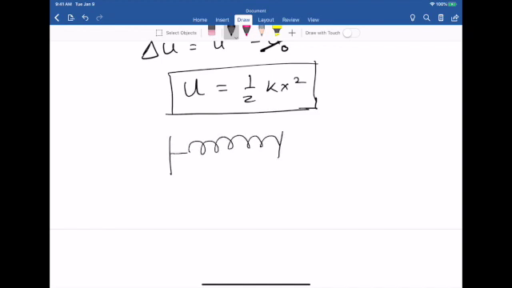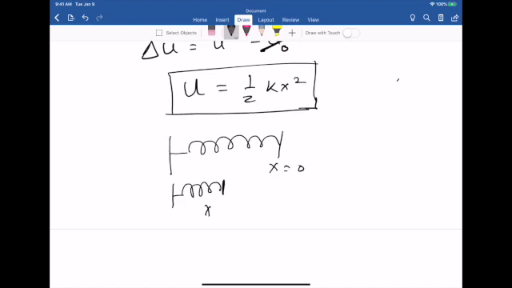So let's say that this is x equals 0, and you squeeze the spring down to somewhere over here, x equals some x over here where x is less than 0, right? So the change of potential energy would be exactly the same thing because the work done would be the same, as you can easily verify by just redoing that calculation. And so the change in potential energy would be exactly the same.